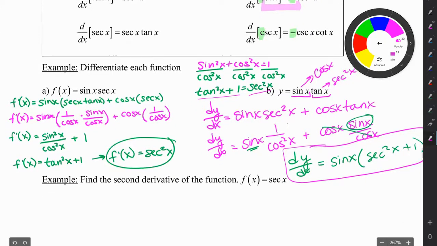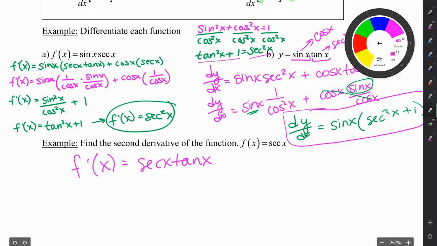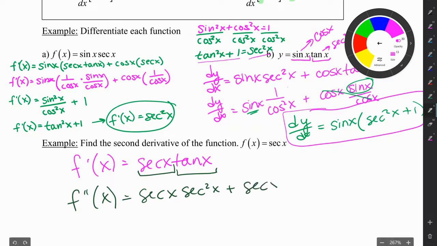Next, we have to find the second derivative of f of x equals secant of x. Well, the first derivative, not so bad at all. It's just secant of x, tangent of x. The second derivative is going to require us to do the product rule, because now we have secant times tangent. So for the second derivative, I'm going to keep the secant. The derivative of tangent is secant squared x plus, now the derivative of secant is secant x times tangent of x, and then I keep the tangent of x.